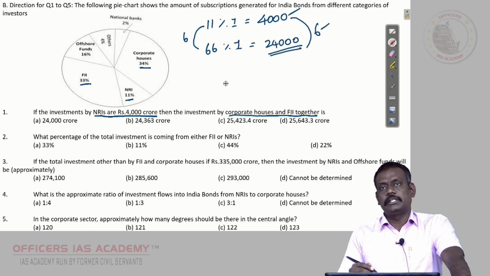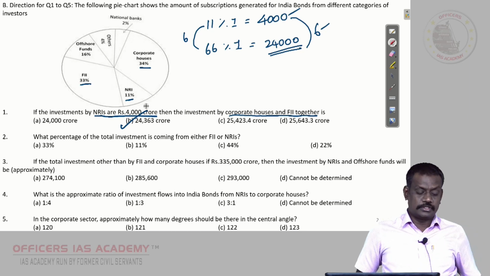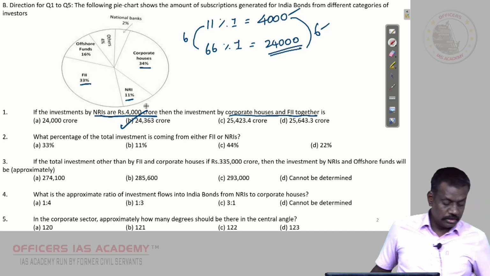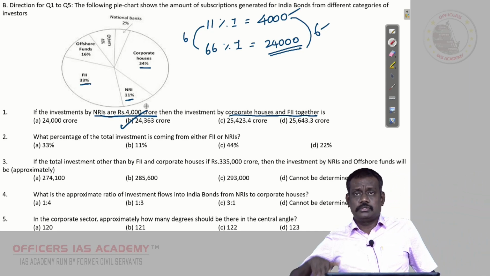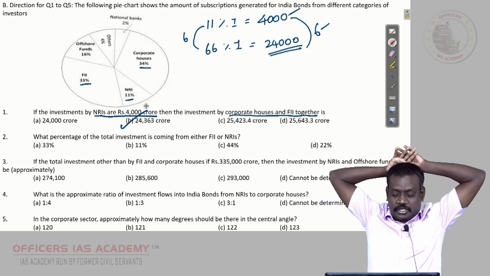So it means it is little greater than 24,000. So your answer is 24,363. Okay, so this is how you have to go for the approximations. Understood? Good. So please solve the remaining problems, children.